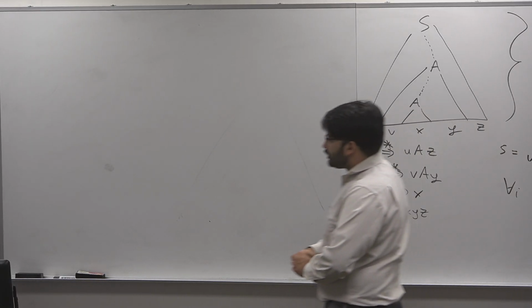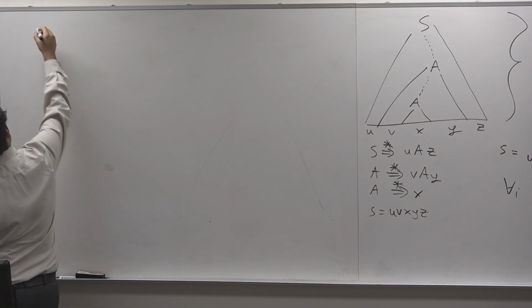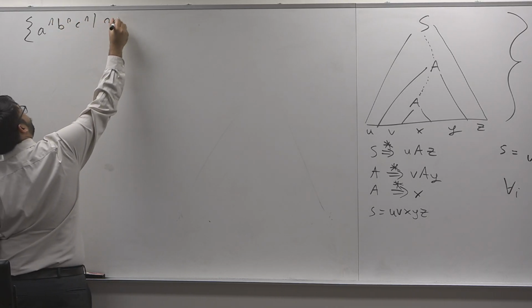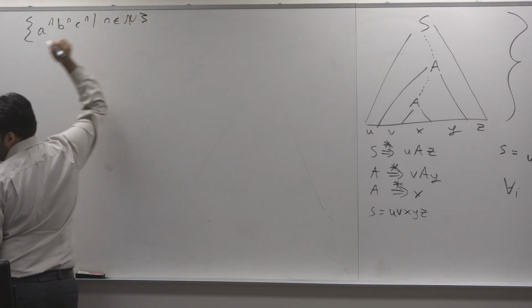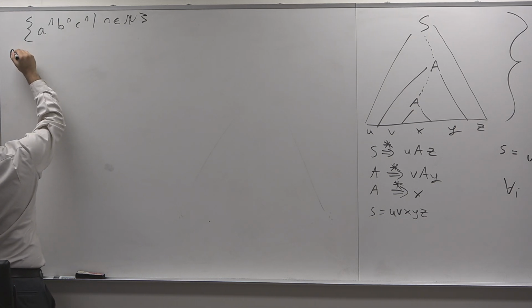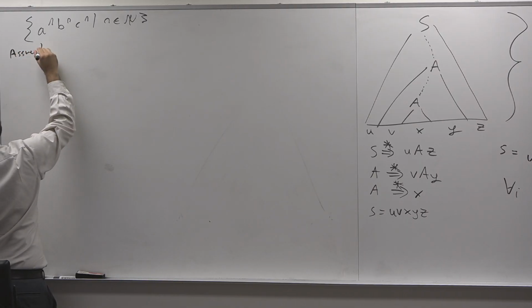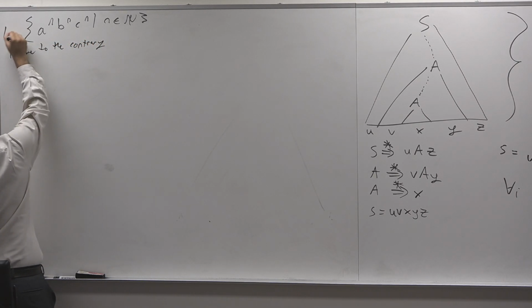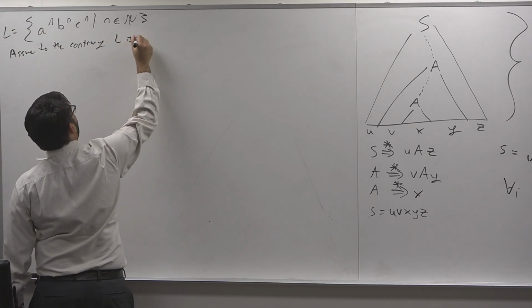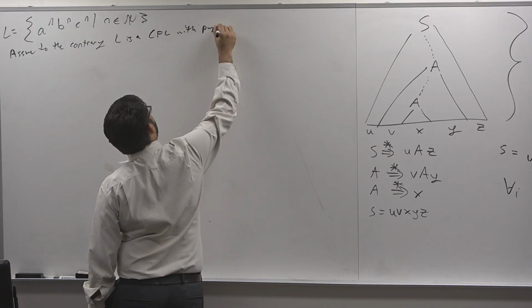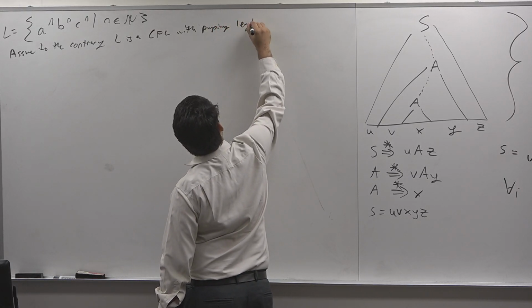So which language should we prove first? Of course, the classic one. A to the n, B to the n, C to the n, where n is a natural number. We prove such a language is not context-free, right? Assume to the contrary that L is a CFL with pumping length P.